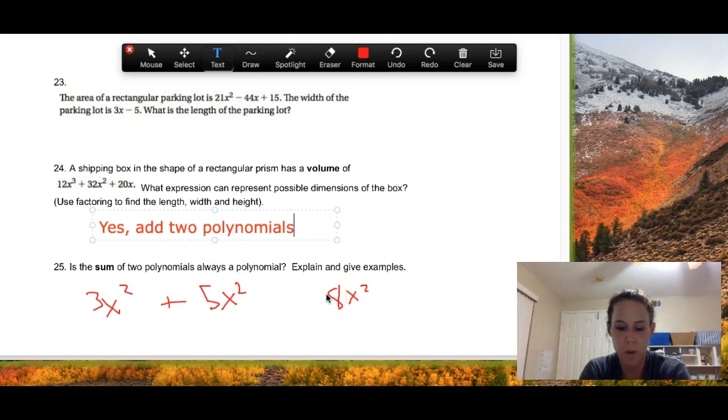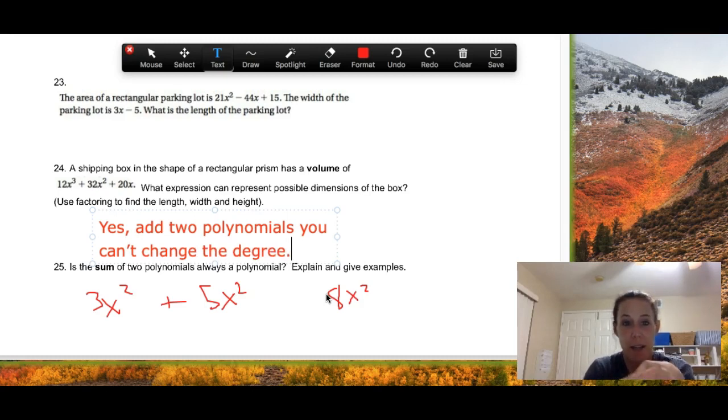So if you add two polynomials, you can't change the degree. You can change the degree when you divide, like when we were factoring things out, we were dividing them out. When you divide, you can, but here we're just adding polynomials. So you can't change the degree. So it seems to me that if you add some polynomials, you're just going to have a bigger polynomial, right? You can't generate new terms either.